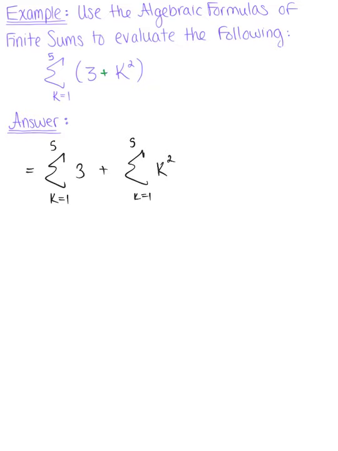Looking at this first term here, we realize that this is the constant rule, where our n is 5. And looking at our second case here, we realize that this is the sum of the first n squares. Since n is 5 here, this is going to be the sum of the first 5 squares.